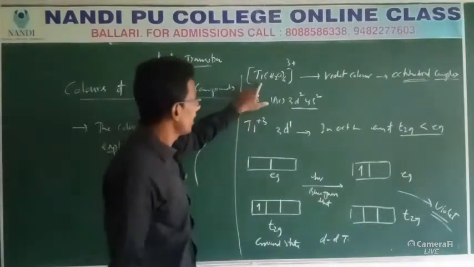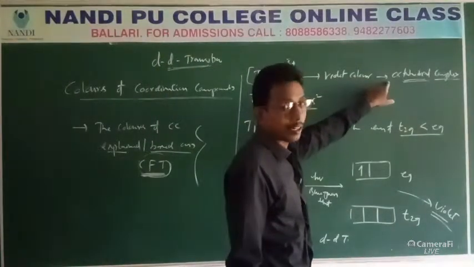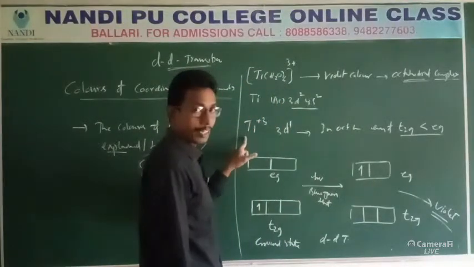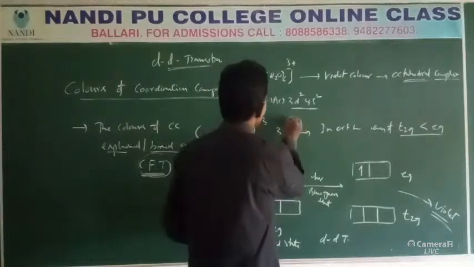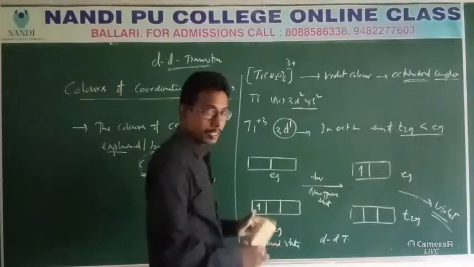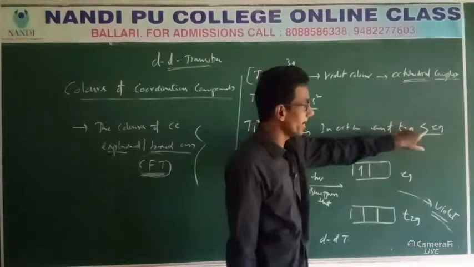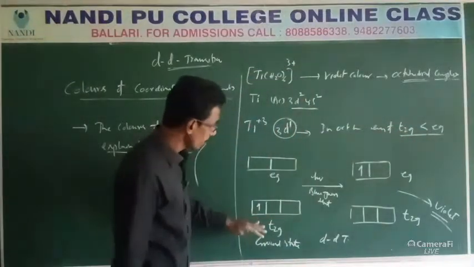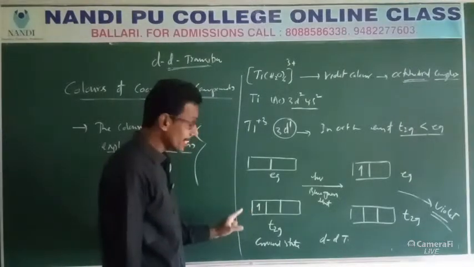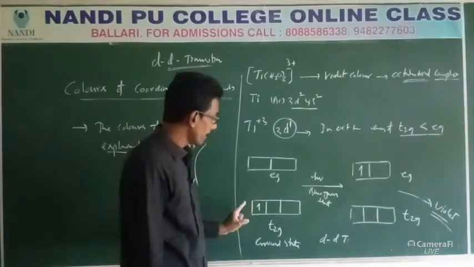For example, [Ti(H2O)6]3+ is a violet color complex and it is octahedral in shape. Why? Because of 6 ligands. Okay, the configuration you know very well. Ti3+ is 3d1, only one electron. And what about these orbitals? Just 15 minutes back I explained, in an octahedral complex the energy of T2G is less than that of EG. So already one electron is in T2G. This is the ground state.